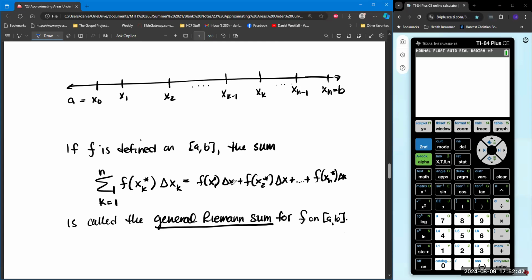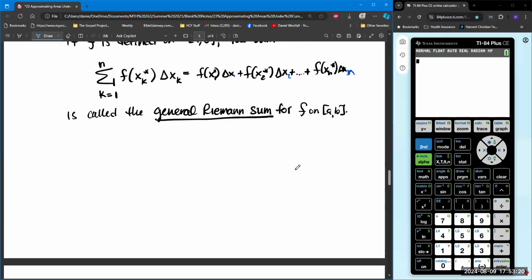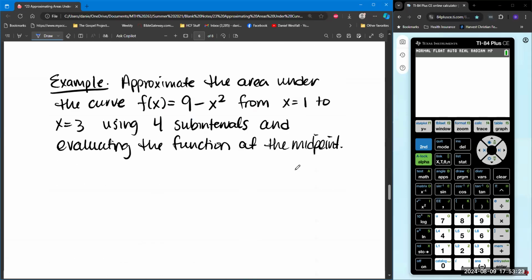This is x sub 1 asterisk, and this should be delta x sub 1. And this is f of x sub 2 asterisk times delta x sub 2, and so on, and those delta x's should match what is in the index for that interval, because delta x doesn't have to be constant. It is going to be constant the way that we do it. We're going to make our lives easier and make delta x a constant. That is called the general Riemann sum for f on the interval from a to b, and we'll be using that later to help define the definite integral.